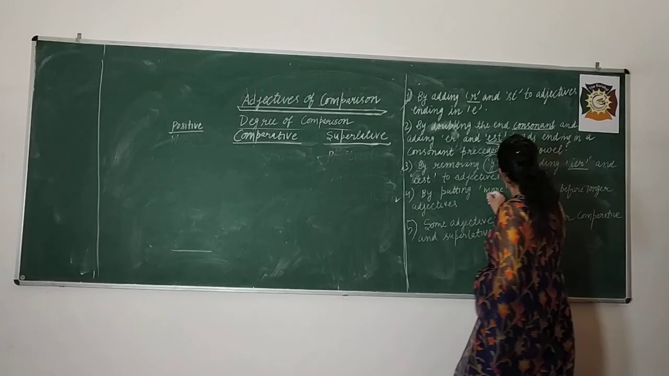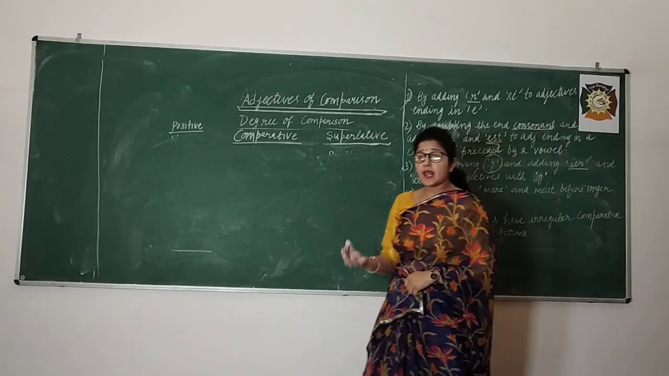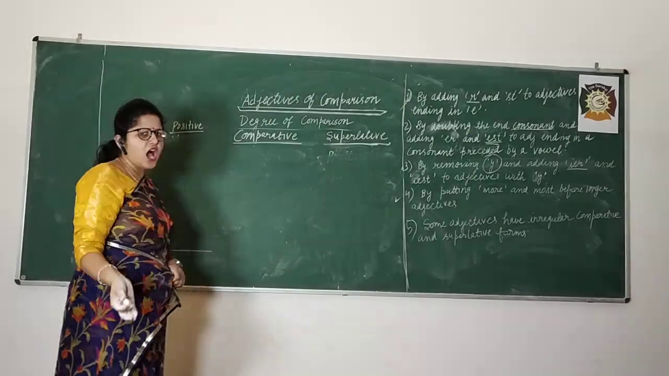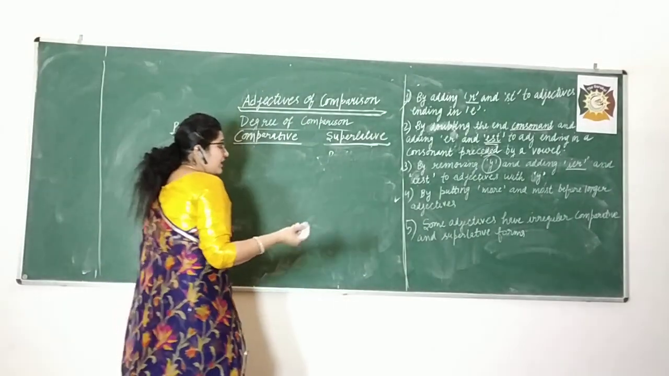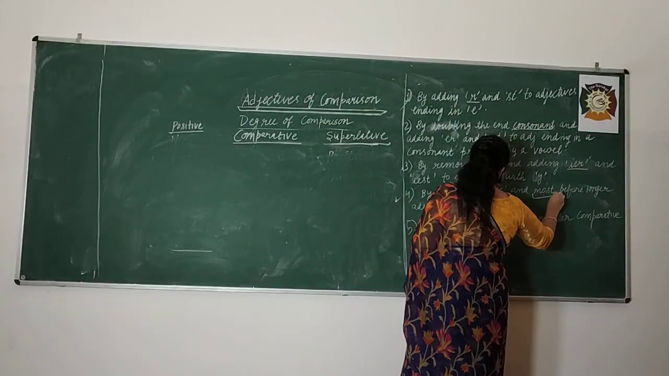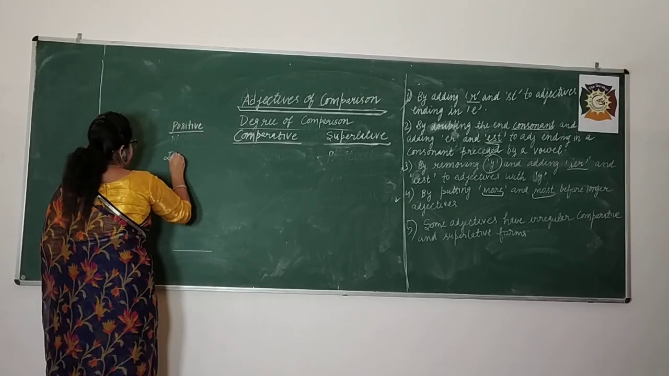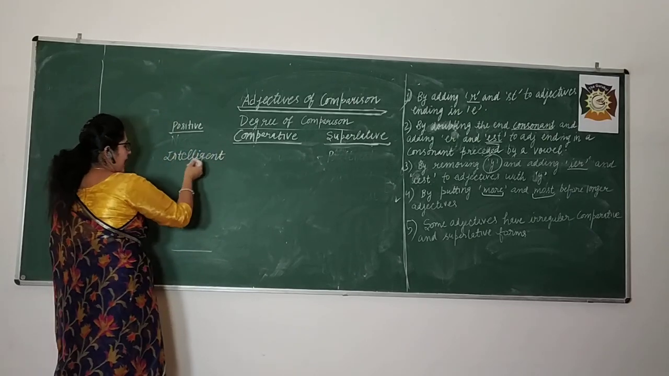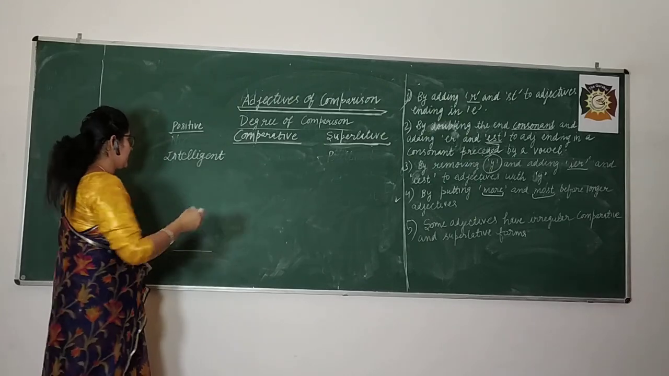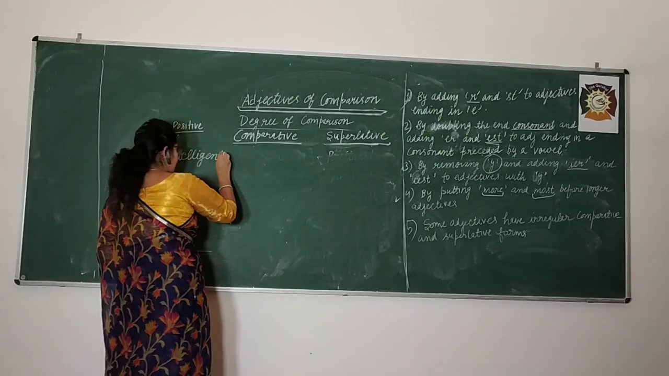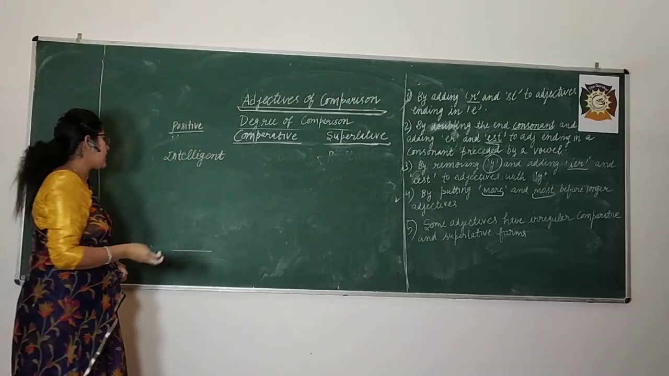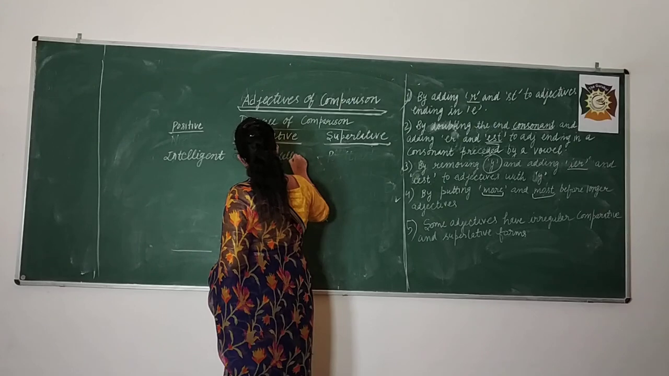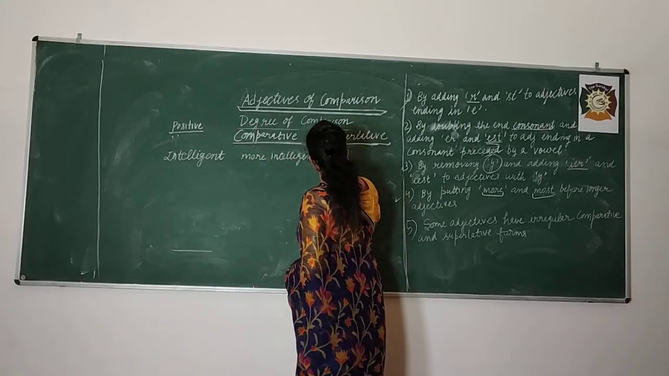By putting more and most before longer adjectives. There are many adjectives that are very long and we can't use ER or EST after them. So, what do we have to do? We have to use more and most before them, like intelligent. Imagine that you are adding ER or EST after intelligent. Will it look nice? No, it will not look nice. So that's why we will use more and most, like more intelligent and most intelligent.